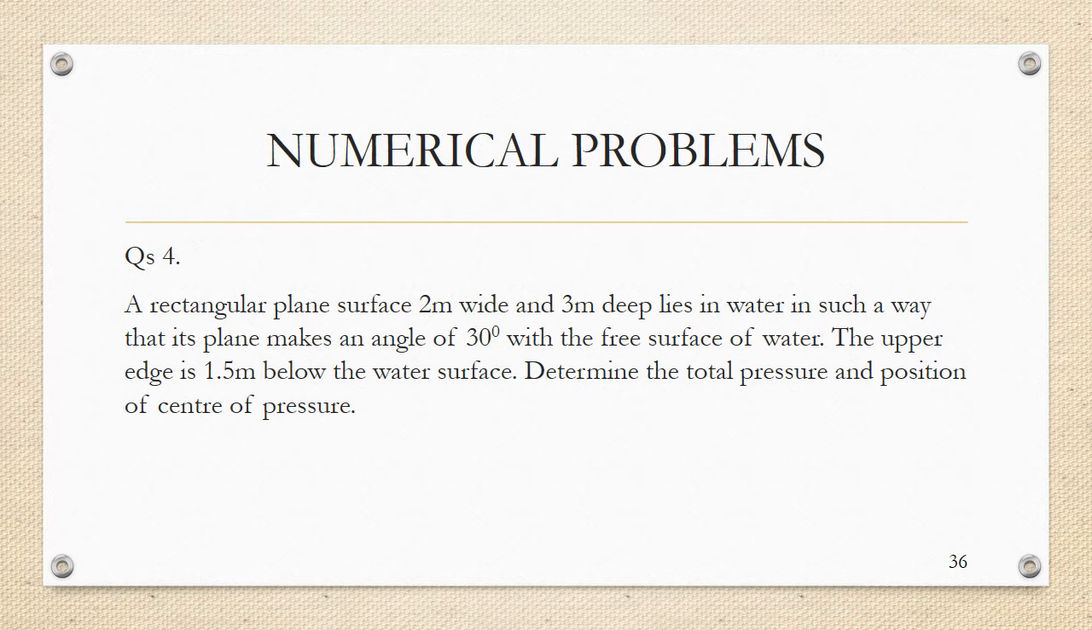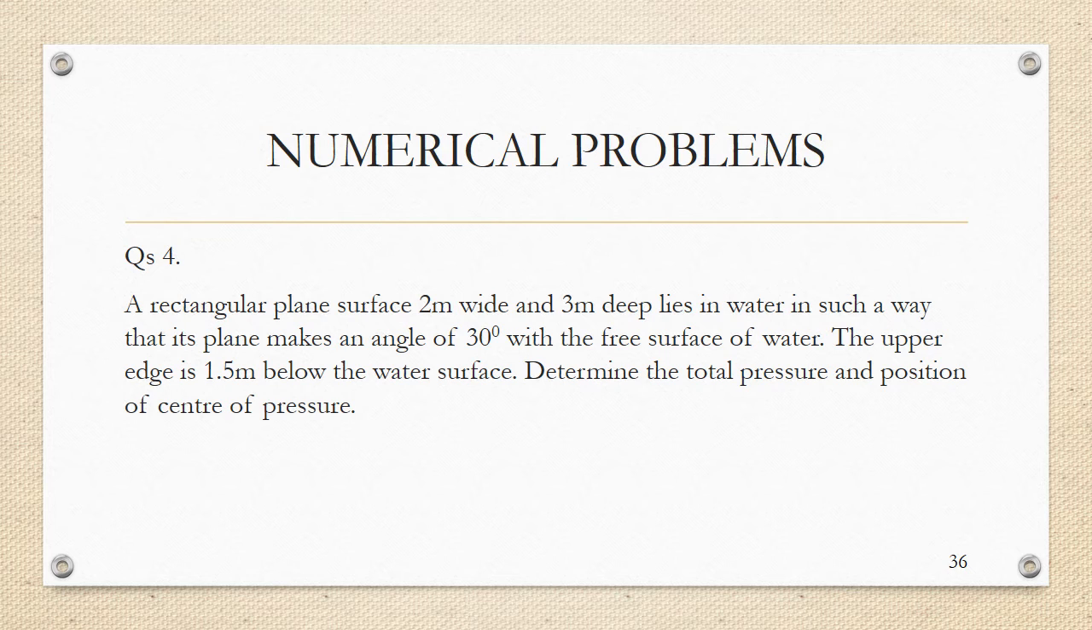A rectangular plane surface 2 meter wide and 3 meter deep lies in water in such a way that its plane makes an angle of 30 degrees with the free surface of water. The upper edge is 1.5 meter below the free surface. Determine the total pressure and position of center of pressure.